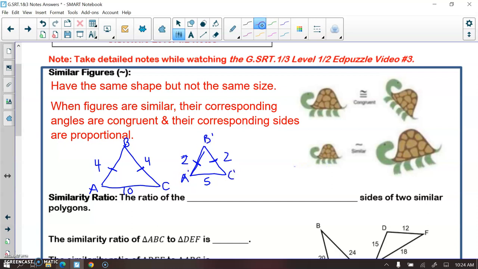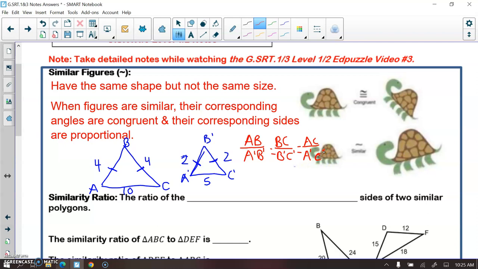So what it means for side lengths to be proportional is that if I took side length AB over side length A prime, B prime, that ratio would be equal to side length BC over side length B prime, C prime. And that ratio would be equal to side length AC over side length A prime, C prime. That's what it means for the side lengths to be proportional, is all the ratios of your corresponding side lengths are equal.